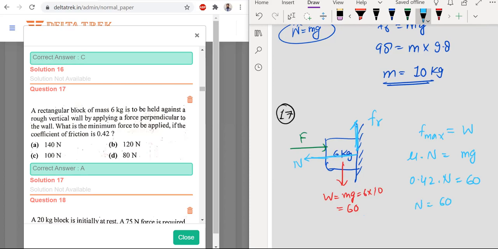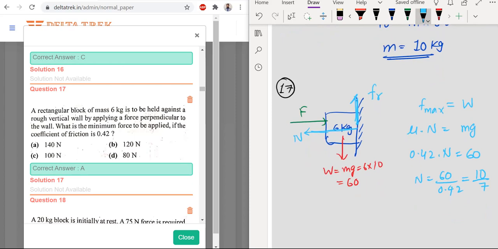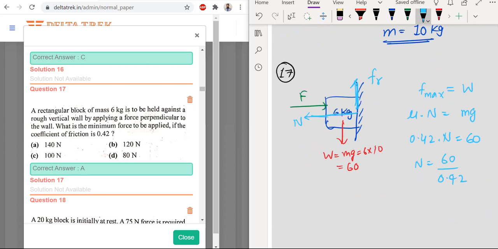It is 60 divided by 0.42. Sorry, my mistake, we need to find N, so it will be 60 divided by 0.42. The point will cancel, so zeros will be added on top, and N will become... Okay. Now we need to just calculate it.